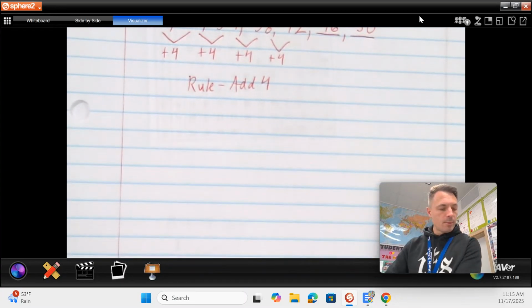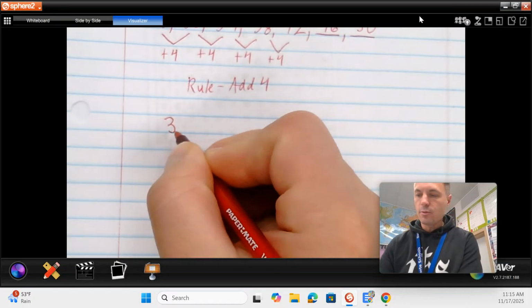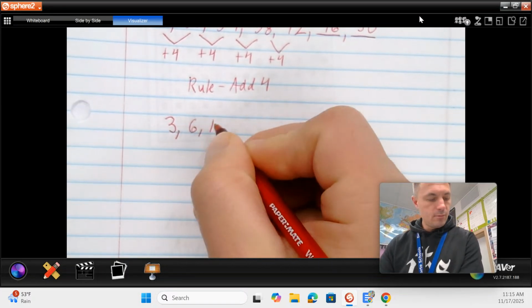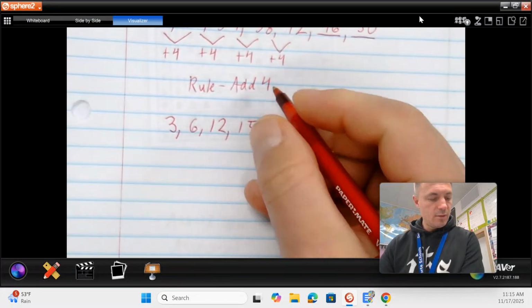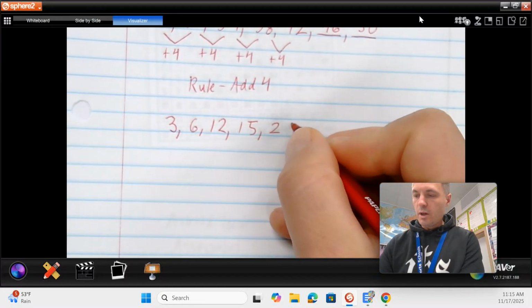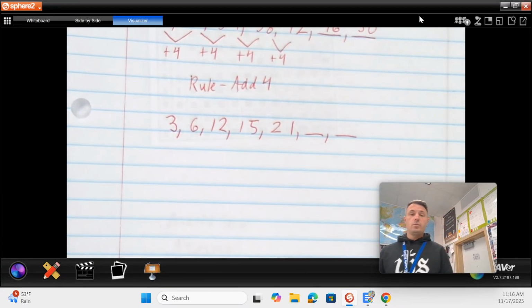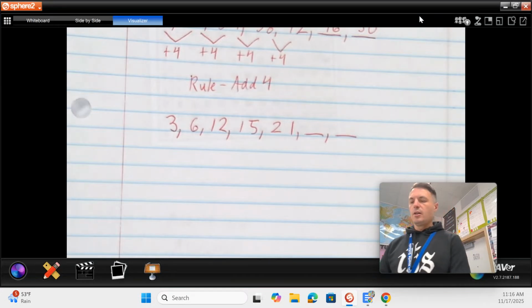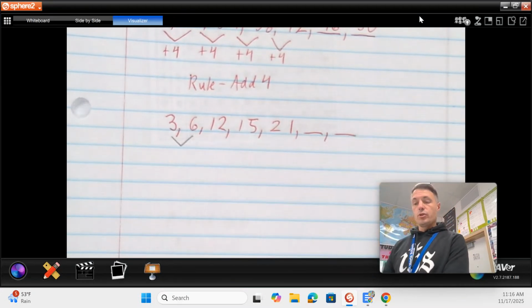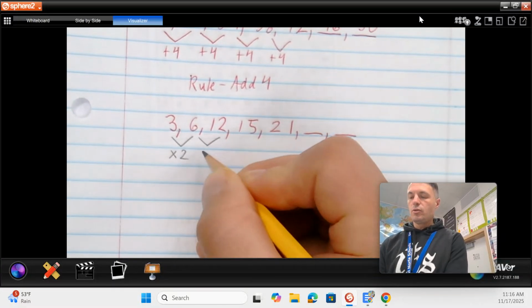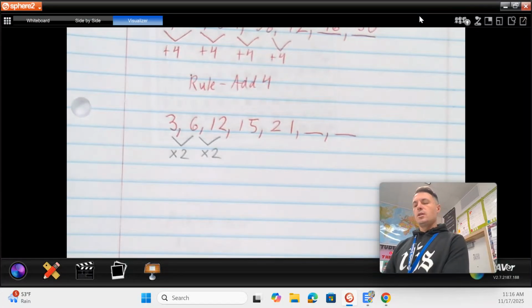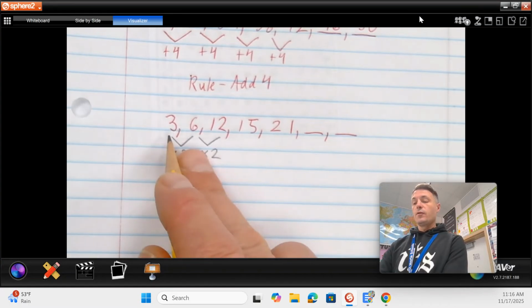Sometimes the rules are a little more complicated. So let's do an example of one like that. 3, 6, 12, 15, 21, blank, blank. Okay, we need to find out what this rule is so that we can extend the pattern. So let's see here. What do we have to do to get from 3 to 6? Well, there's 2 choices. We could do multiply by 2. And then look, 6 times 2 is 12. So it looks like maybe we found the rule because it's worked to get from one number to the next for the first 3 terms.